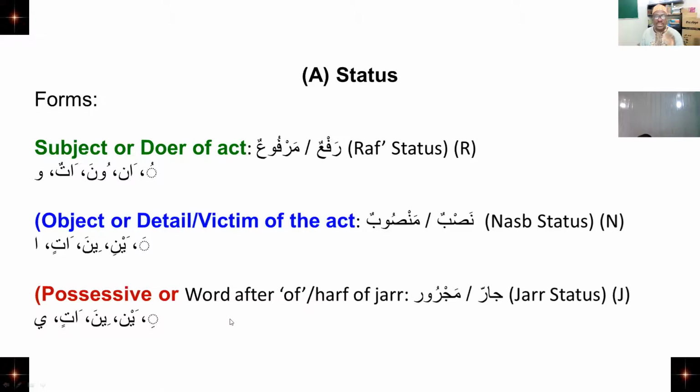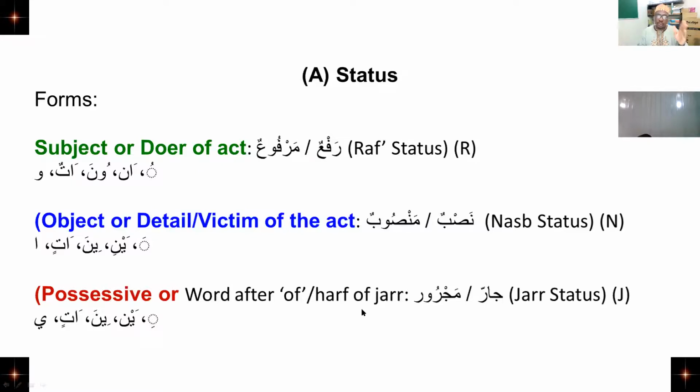The last form or type of status is what? Is jar status, halatul jar. If an ism is in the jar status, it can be a possessive word, or a word that is preceded by harf of jar. As I gave an example earlier, when I say my house, it is actually the house of mine. So the word my will be in jar status, because it's the house of mine.